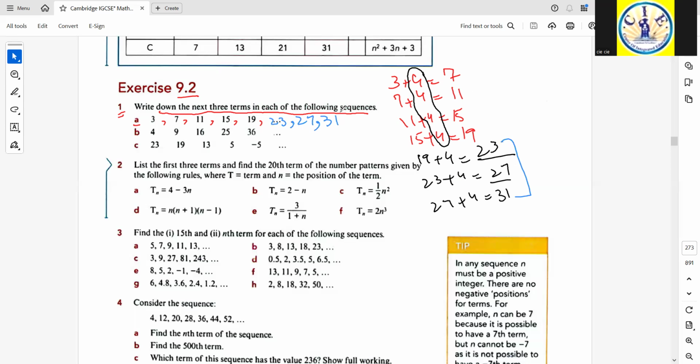Now, in part B, we need to observe 4 plus 5 is 9. 9 plus 5 is 16. No, it is not 5, rather, it is 7. And then 16 plus 9 is 25. And then 25 plus 11 is 36. So we observe that in each new term, we are going to add two more, starting with 5.